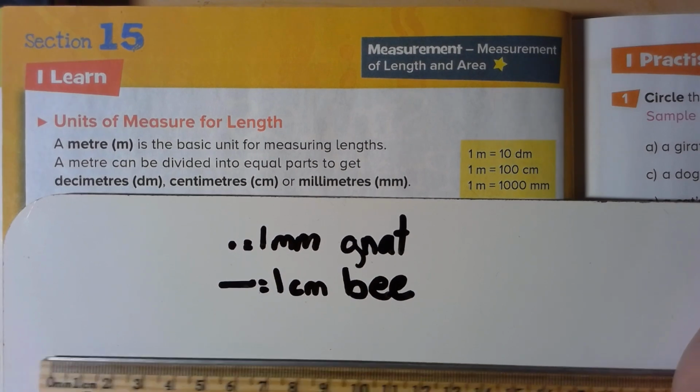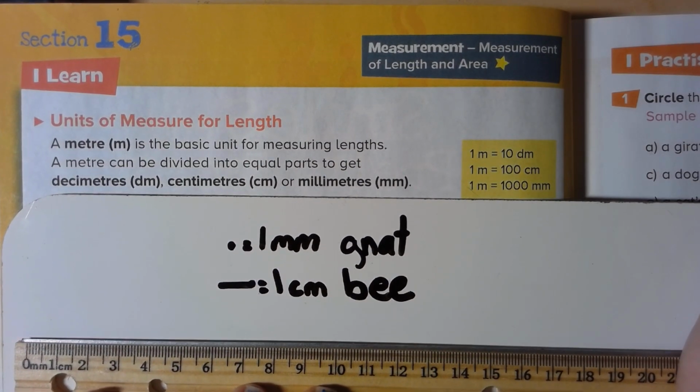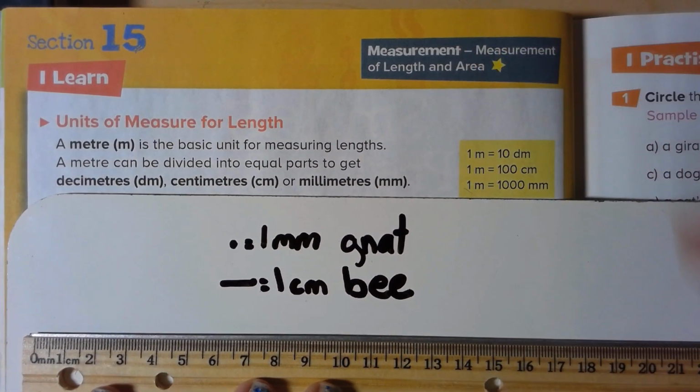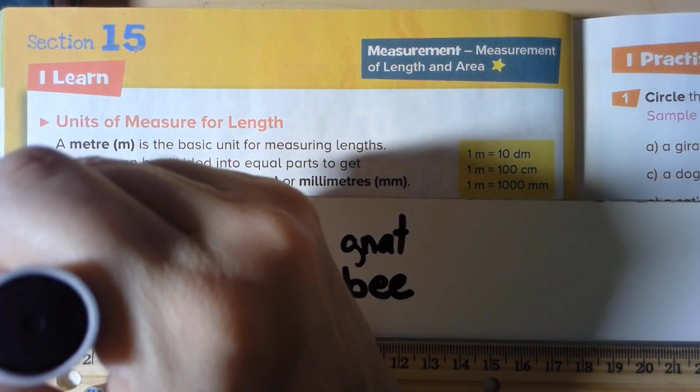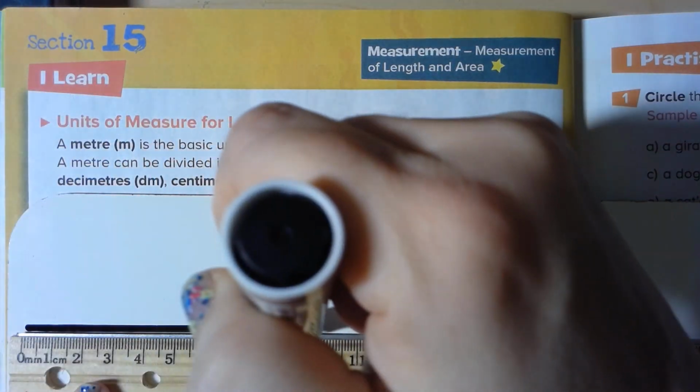Well, we learned about a decimeter, and a decimeter is 10 millimeters. So watch this. 0 to 10.